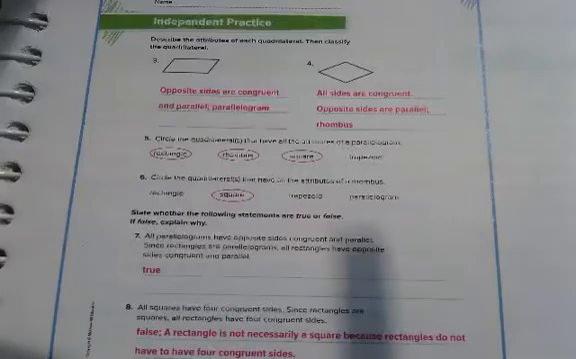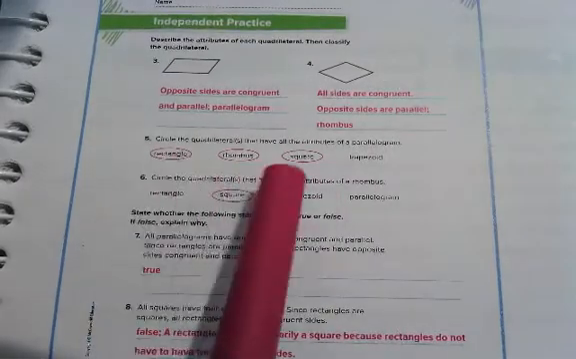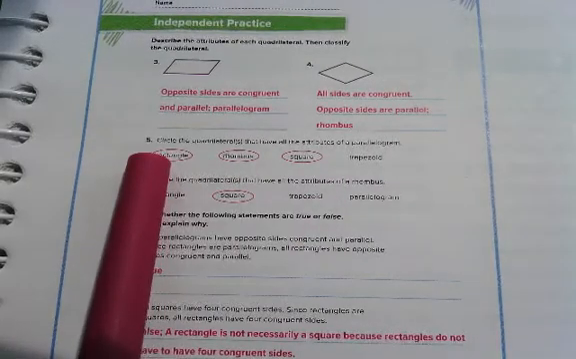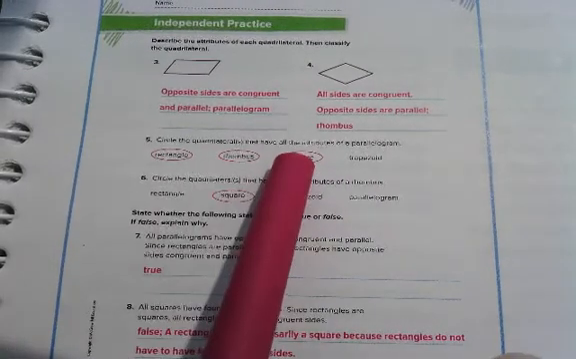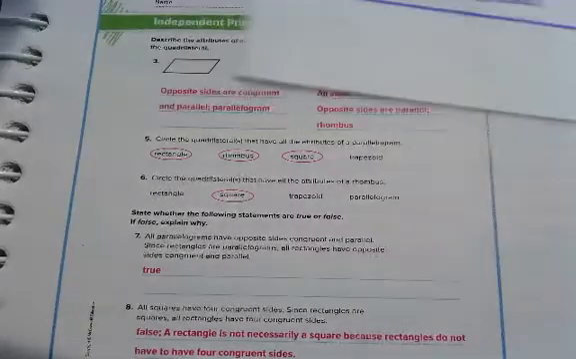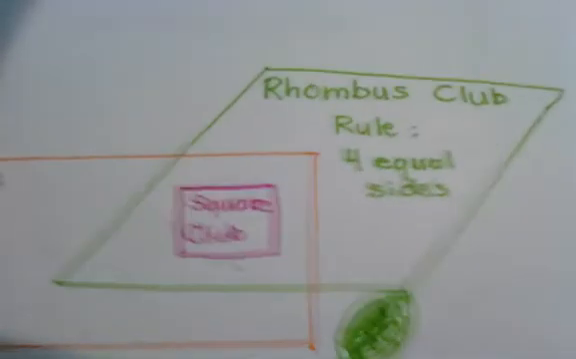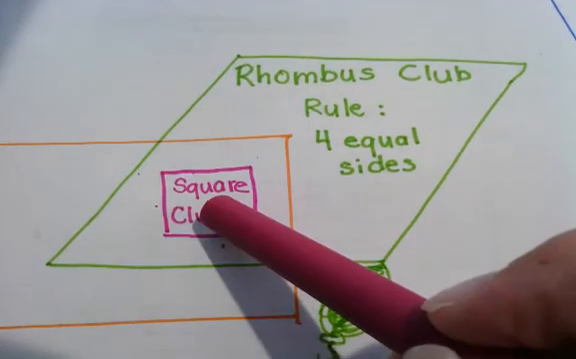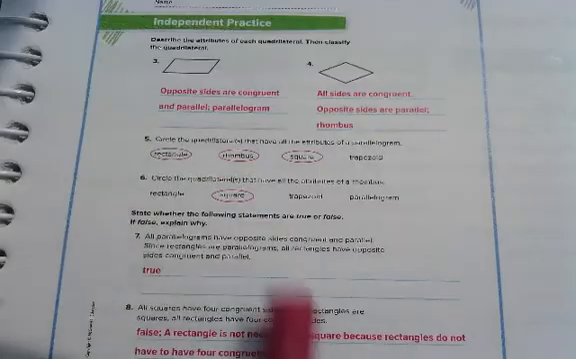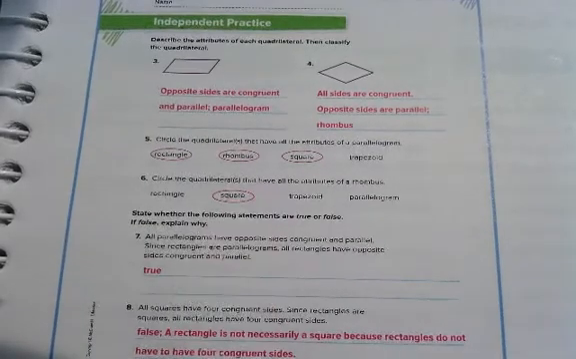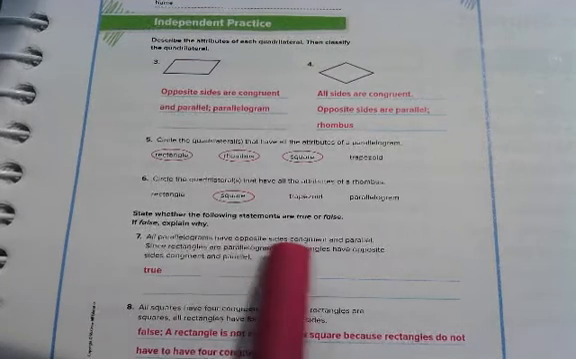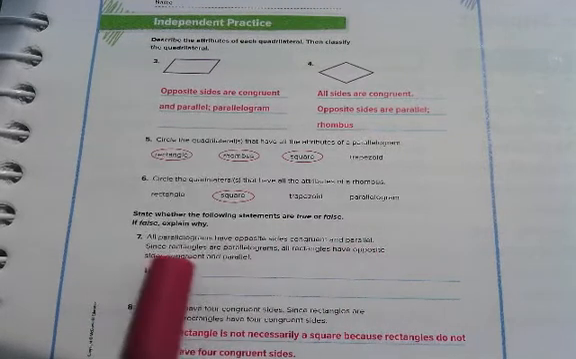Okay, circle the quadrilaterals that have attributes of a parallelogram, meaning they match what you have to have for the Parallelogram Club. Okay, parallelograms do. Rectangles match, right? They're in the club. Rhombuses are in the club, and squares are in the club. Trapezoid did not match. It wasn't in the club. Okay, the quadrilaterals that have the attributes of a rhombus. The only one that has the attributes of a rhombus besides a rhombus is the square. It has 4 equal sides. So we would have circled square.